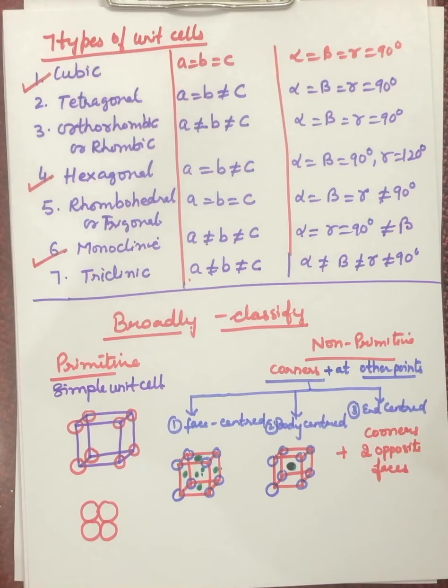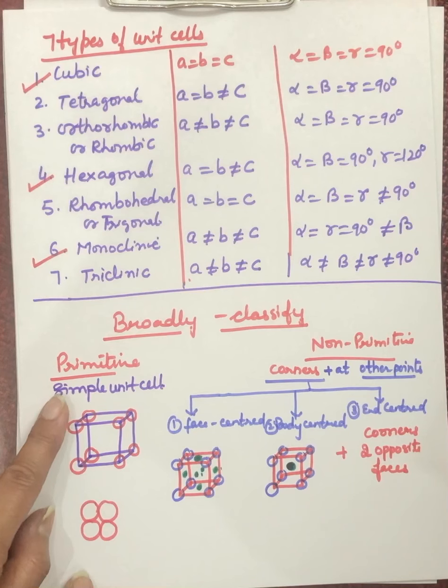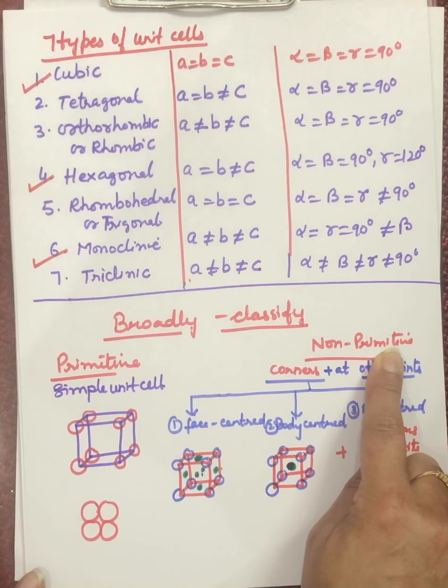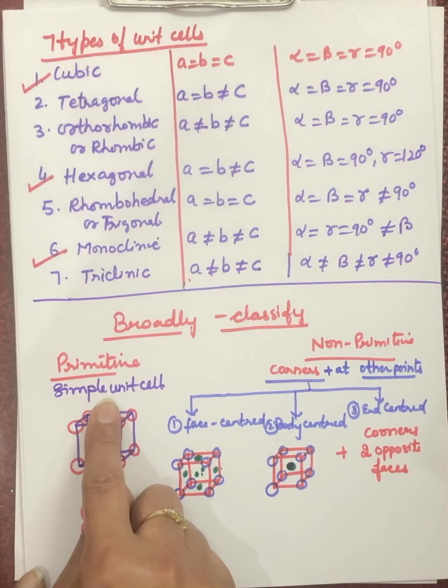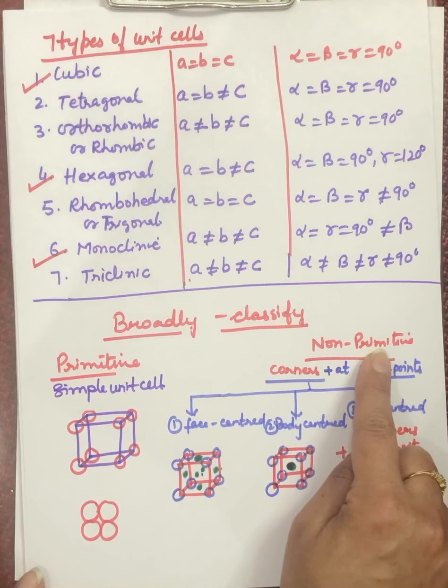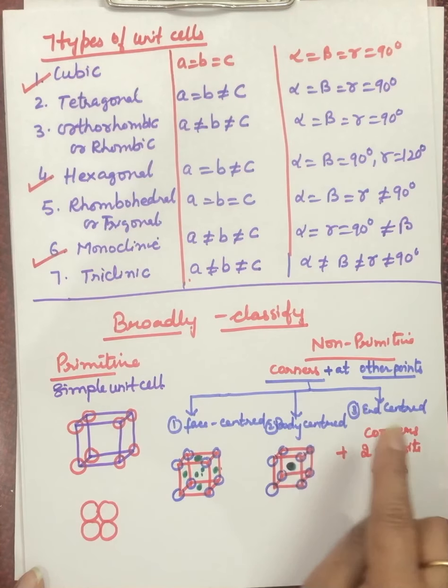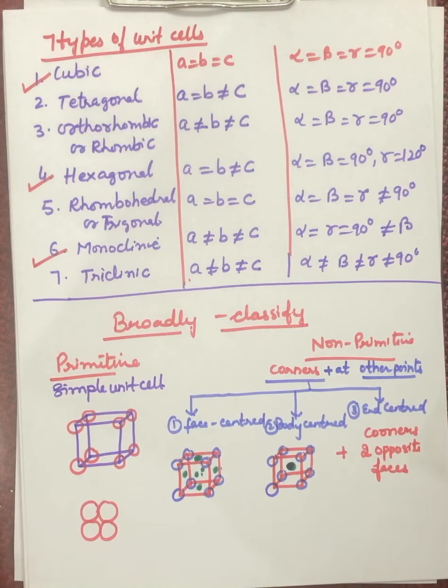So this is about what is a space lattice. Space lattice is actually made up of unit cell. Then what are the parameters of unit cell? Types of unit cells based on its parameters. Then broadly on the basis of position of particles, if we classify unit cell, there are 2 types of unit cells, primitive and non-primitive. Primitive is also known as simple unit cell, while non-primitive further has 3 types: face-centered, body-centered and end-centered cubic unit cells.